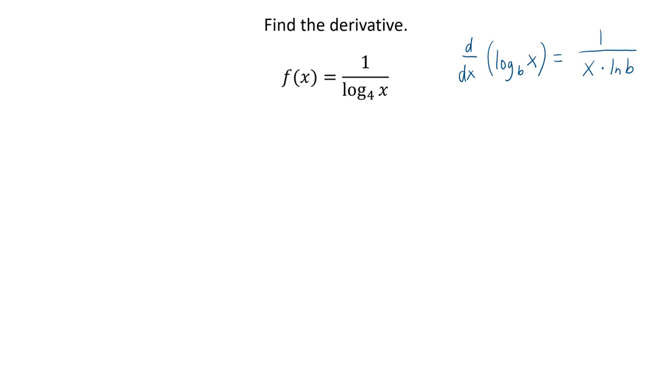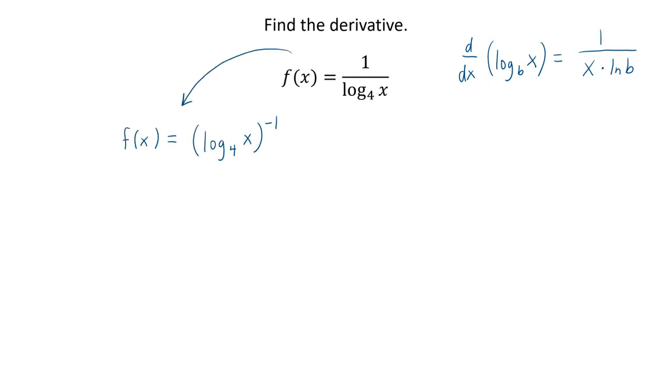Now let's take a look at the derivative we're asked to find here. We're given f of x equals 1 over log base 4 of x. Now, because this is a quotient, we could approach this using the quotient rule. However, that's not the approach that I would take. If you choose to take that approach, go for it. But in this example, I would argue that it's not necessary because our numerator is a constant.